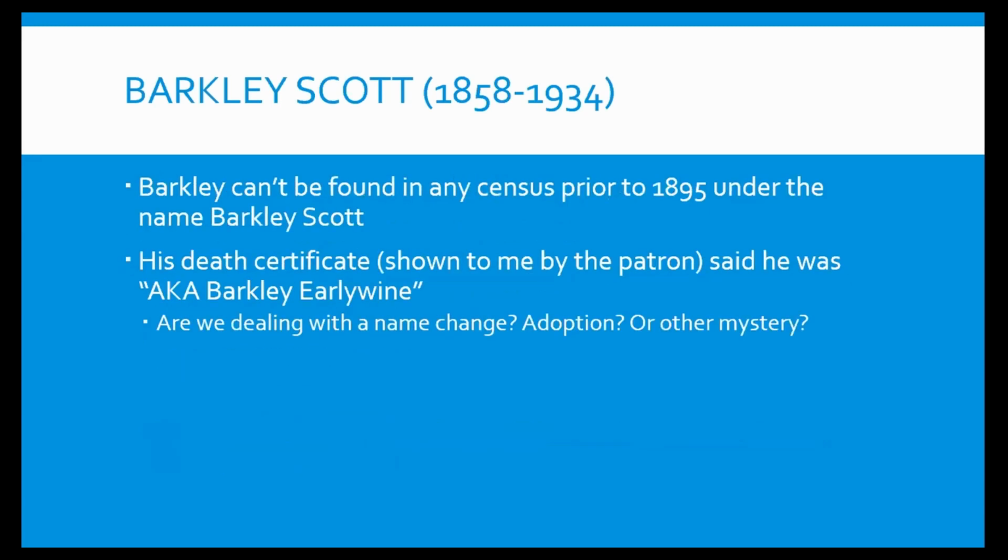And so again, the patron said, I can't find Barkley on any census prior to 1895. And this is very curious, isn't it? And then the patron showed me a death certificate for Barkley. Under the name of the deceased, it said his name was Barkley Scott. But then across the margin, over to the side, there were the words AKA Barkley Early Wine. AKA is an abbreviation that stands for also known as. And so it's implying that Barkley used two different surnames.